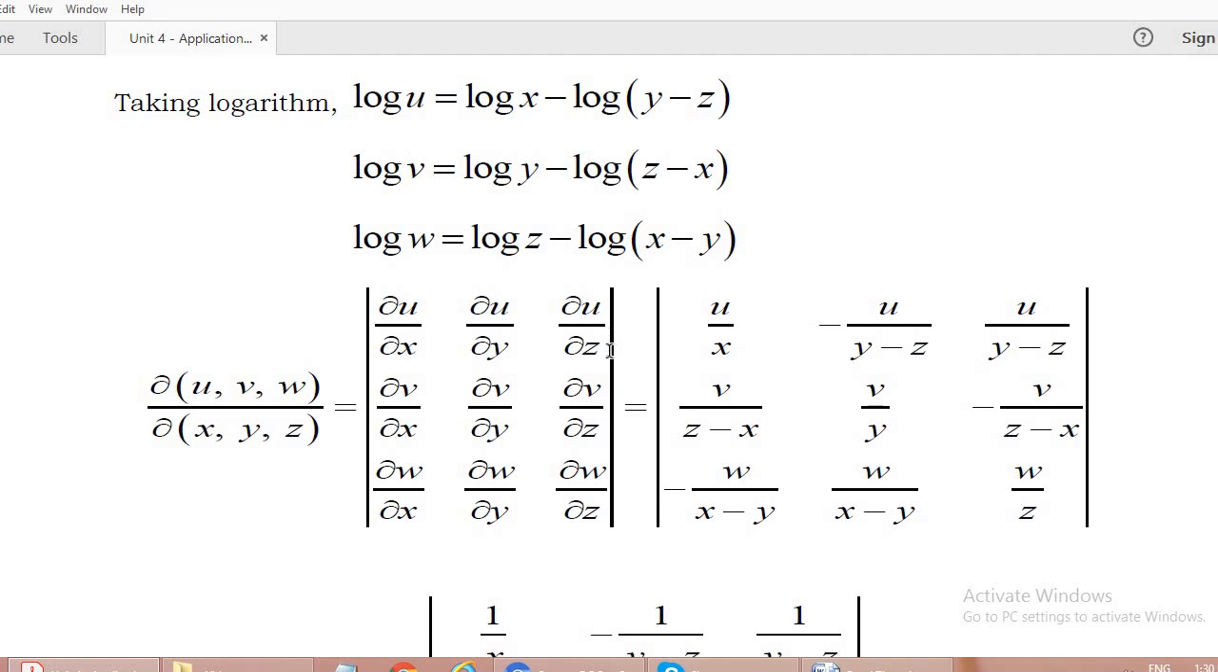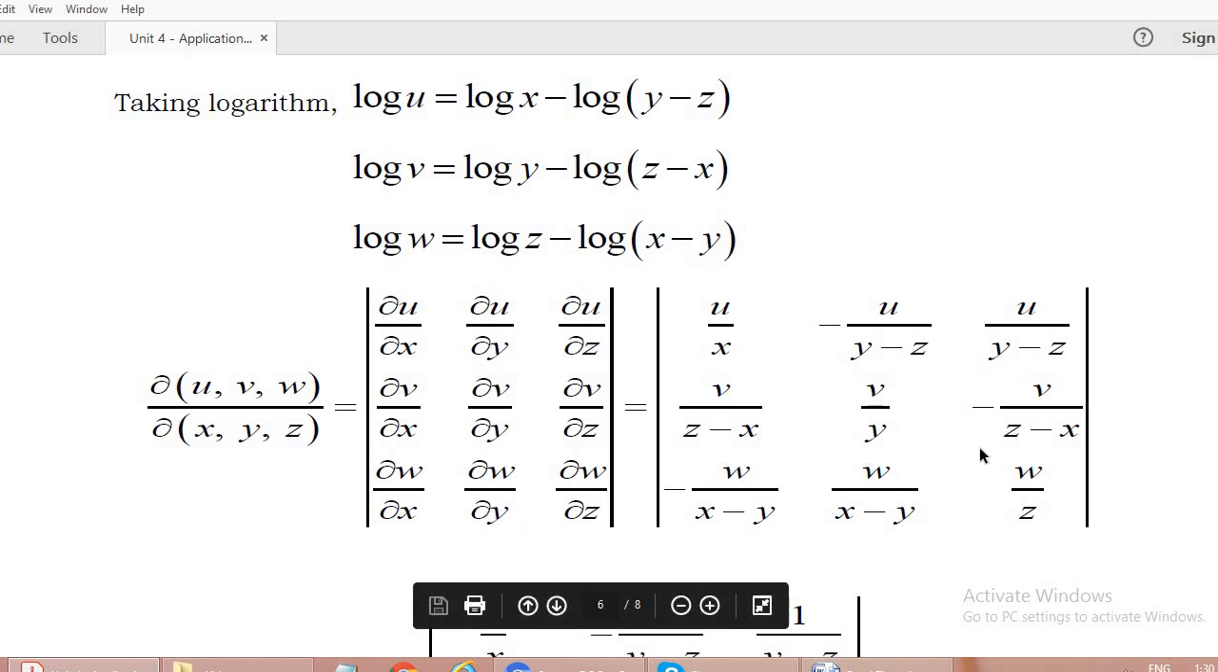du by dz, for this we will differentiate the first relation partially with respect to z, that is 1 upon u into du by dz is equal to minus 1 upon y minus z into minus 1, and thus du by dz will be equal to u upon y minus z. Similarly, we can find out the next 6 first order partial derivatives which have been written here.